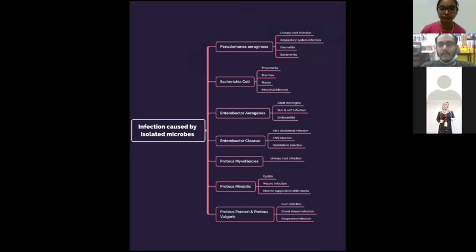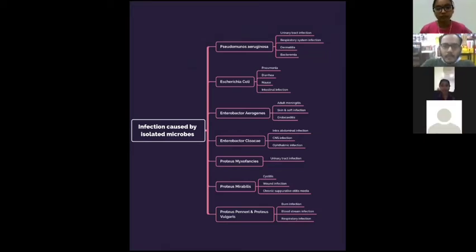Following that, now I'm going to explain the infections caused by the isolated microbes. Previously, Devyani has explained what the isolated microbes are. So now I'm going to explain the infections. Firstly, let us know what infection is. Infection is the invasion and growth of germs in the body. The germs may be bacteria, viruses, yeast, and also fungi. The infection can begin anywhere in the body and spread all through it.